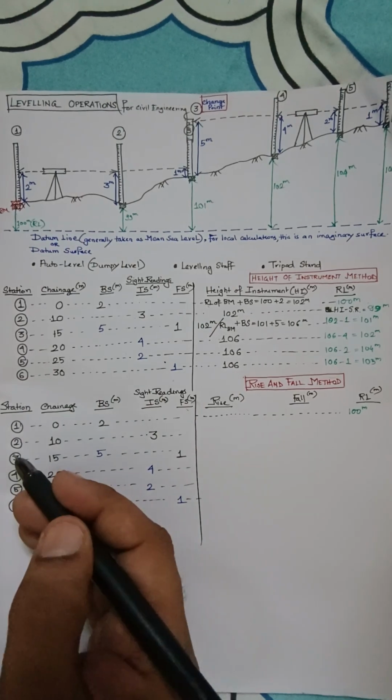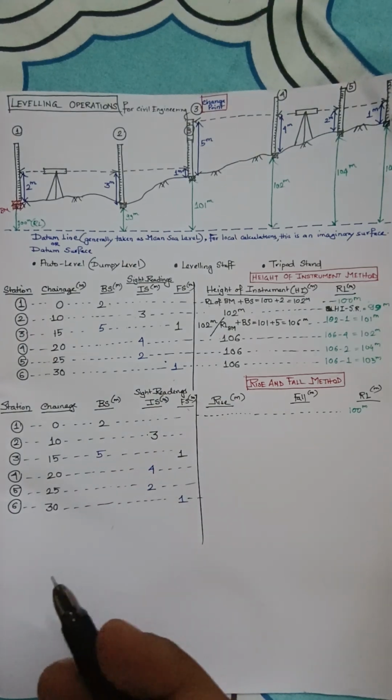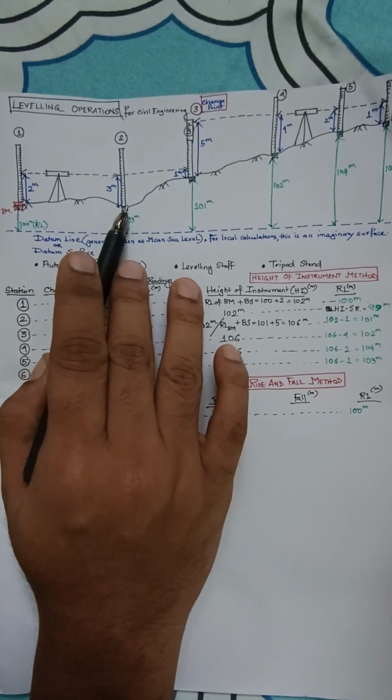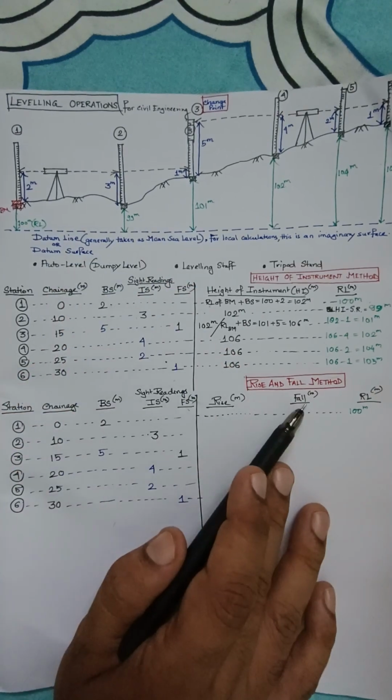So now you go to the second station and then you figure out if you have risen or fallen. As per this diagram, you can see that you have actually gone downhill. That means you have fallen.